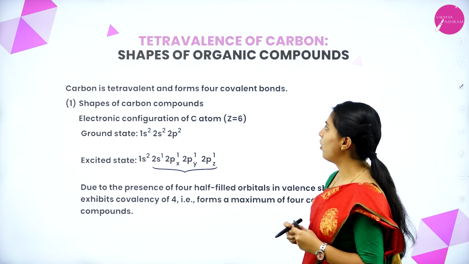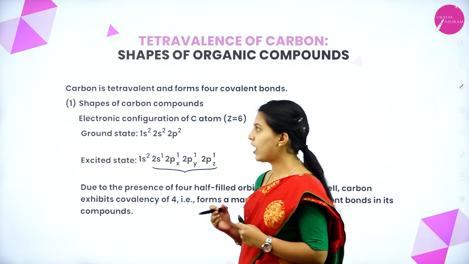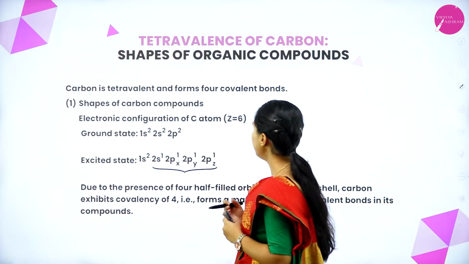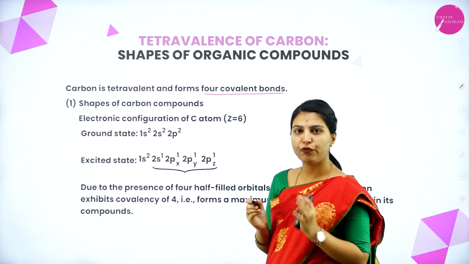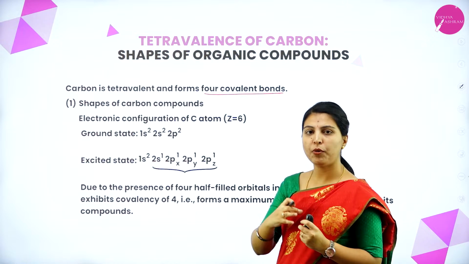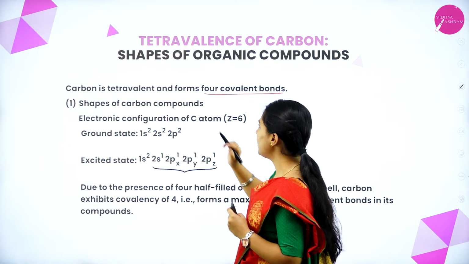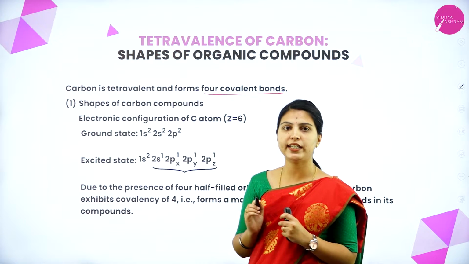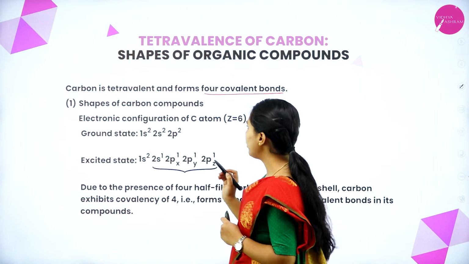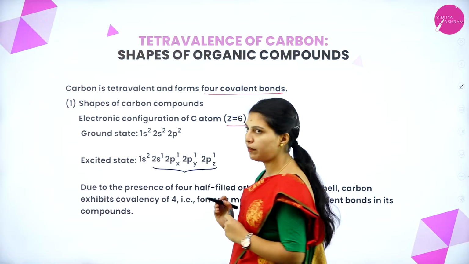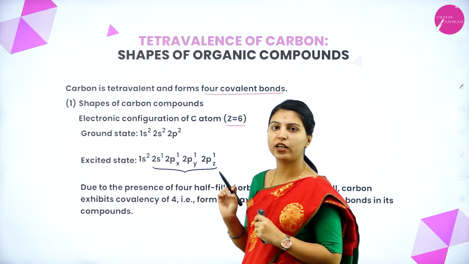Next, tetravalency of carbon and shapes of organic compounds. First we will see how carbon is tetravalent and forms 4 covalent bonds. Tetra means 4. How the bonds form is based on valency only. That's why carbon forms 4 covalent bonds and is called a tetravalent element. See here, shapes of carbon compounds. The atomic number of carbon is 6. In the ground state, the electronic configuration is 1s2, 2s2, 2p2. It's the general electronic configuration.